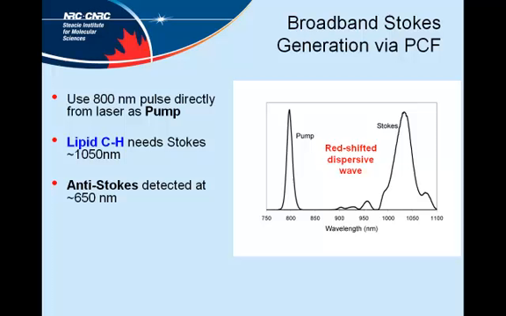So there's the output. And if you start with 800 and you want to look at lipids, 2850 wave numbers, then that means that the second color has to be 1050 nanometers, and that works quite well, and we have some tunability. And in the anti-Stokes generation process, you go as much to the blue as you did to the red, and this would make the signal that we measure at 650 nanometers, that's a very convenient signal to detect with a PMT. And so this looks reasonably promising.